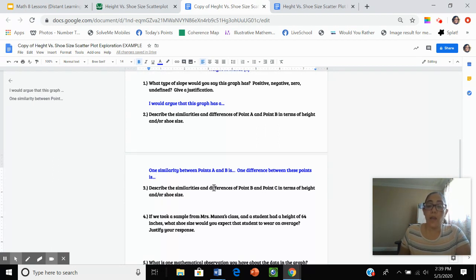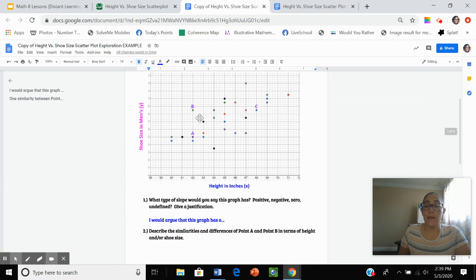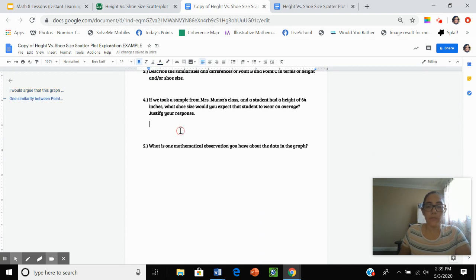And then 3, I'd like you to compare the similarity and differences between point C and B. So this green point here, and I think that's a blue point there, okay? And you can zoom in and make this a little larger on your end as well, okay? And then this question here. Imagine that we took a sample from Miss Munoz's class, and a student has a height of 64 inches. What shoe size would you expect that student to wear? Go ahead and justify your answer, okay?